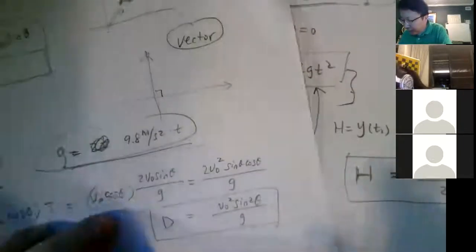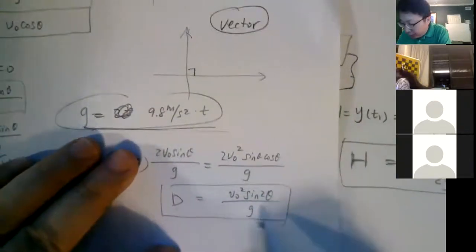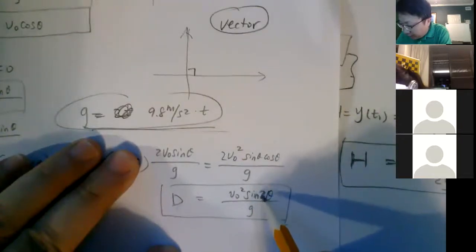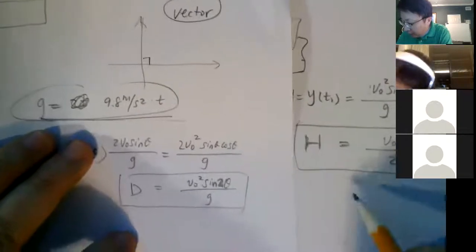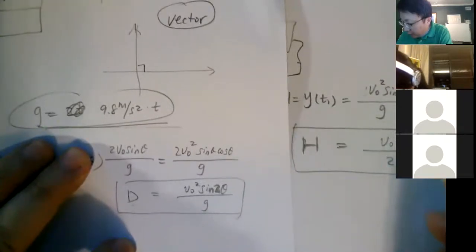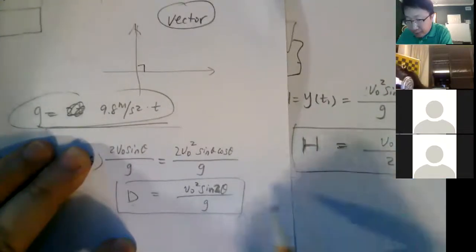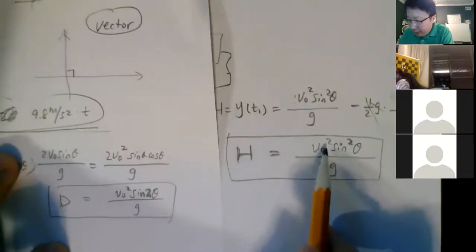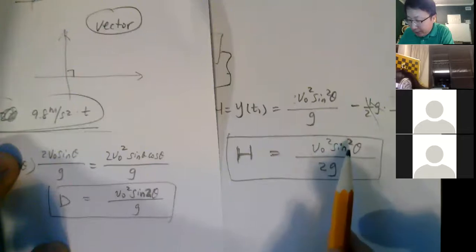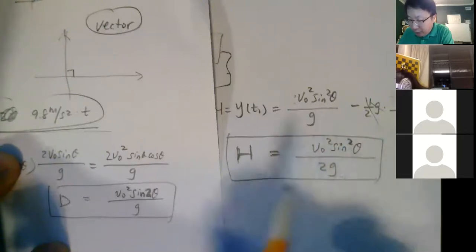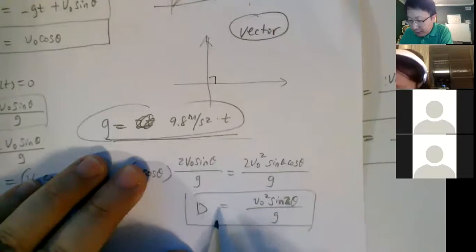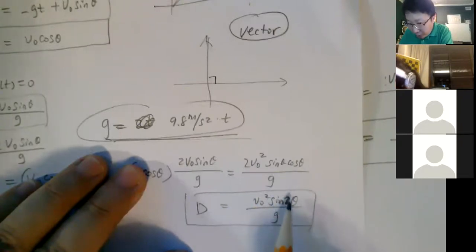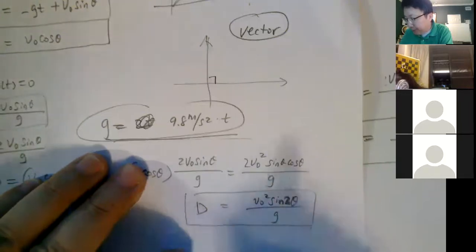Basically, go back. The horizontal travel distance here is sine 2 theta, okay? Not sine theta squared, okay? So this one is squared. So that's a difference. Okay. The height is v squared times sine squared theta divided by 2g. The total traveled distance d equals v squared times sine 2 theta divided by g.